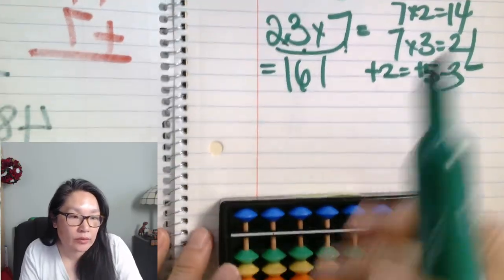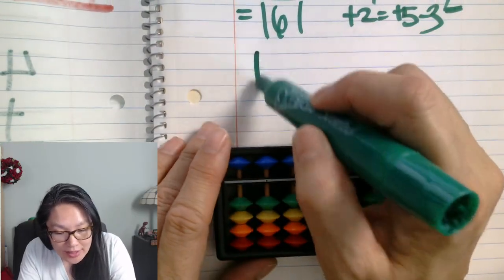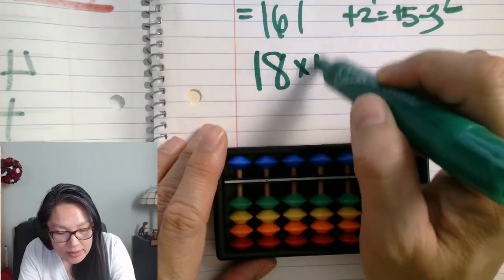You know what, we'll do another one right now, because Amma told us. So Amma is pushing the class forward. So 18 times 12.